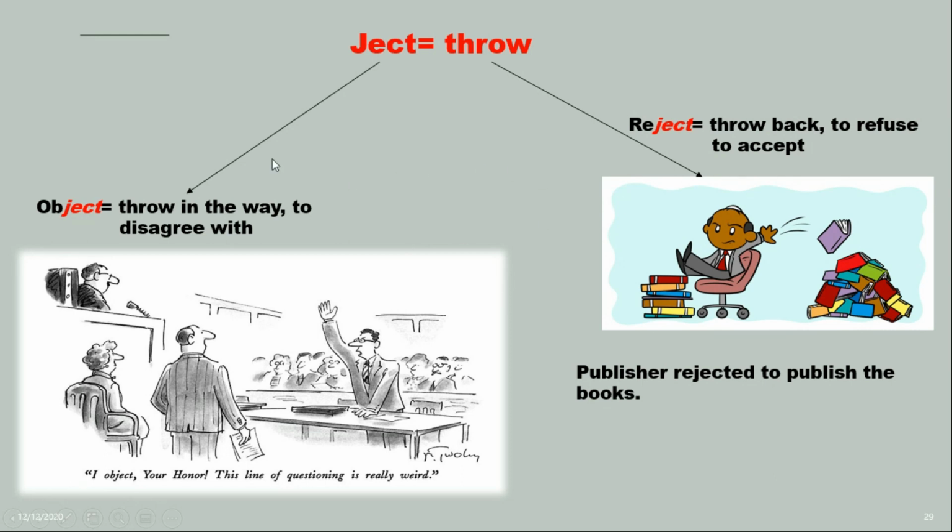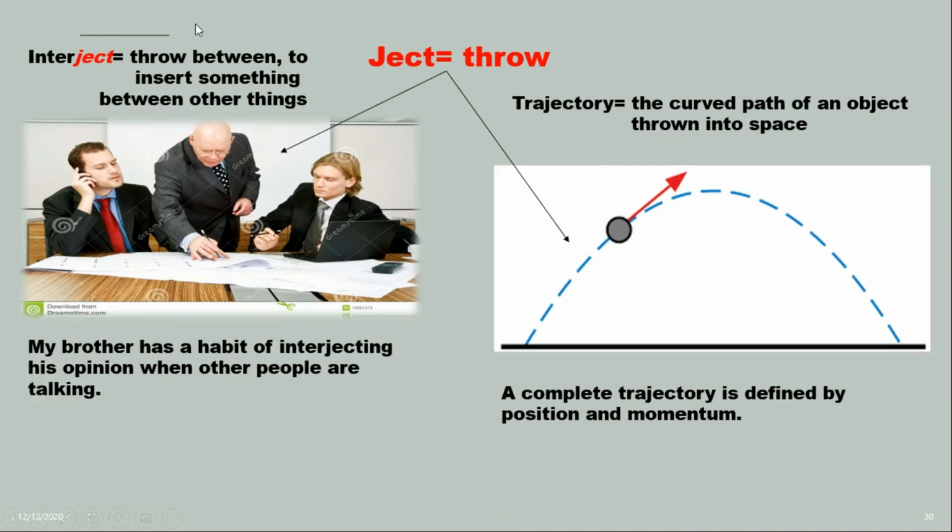Look at the meanings of two words again. Object, throw in the way, to disagree with. Reject, throw back, or to refuse, to accept. Next, look at the word interject. Throw between, or to insert something between other things. Example, my brother has a habit of interjecting his opinion when other people are talking.